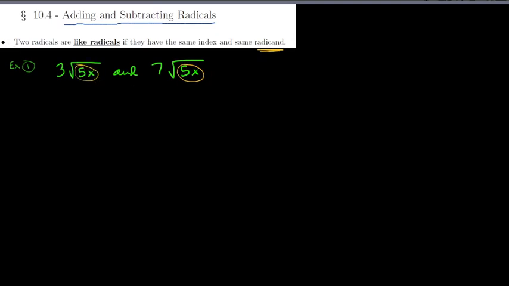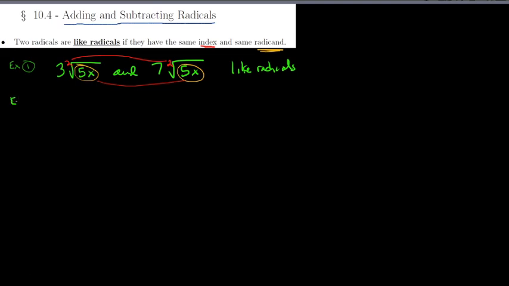What else has to be the same is the index. Remember what the index is? That's this number up here. For a square root, it's invisible. It's the 2. But those are the same. So they have the same index and the same radicand. So these are like radicals, which means we can add them or subtract them. We'll do that later.